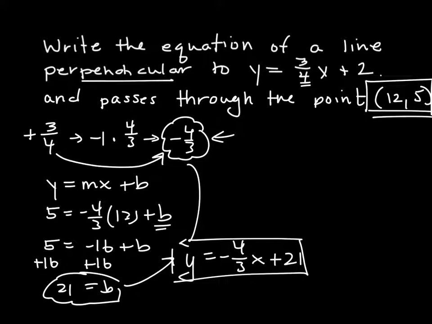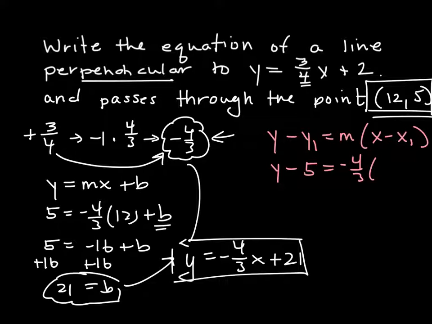Now, there's another method you could have used, and that would be something called the point slope formula. The point slope formula is y minus y1 equals m times the quantity of x minus x1. So the way this formula works is that you substitute in for the things with subscripts. So I will go y minus my y1, so my y coordinate that I have is 5, equals m, which is -4/3, times x minus my x, which is 12.